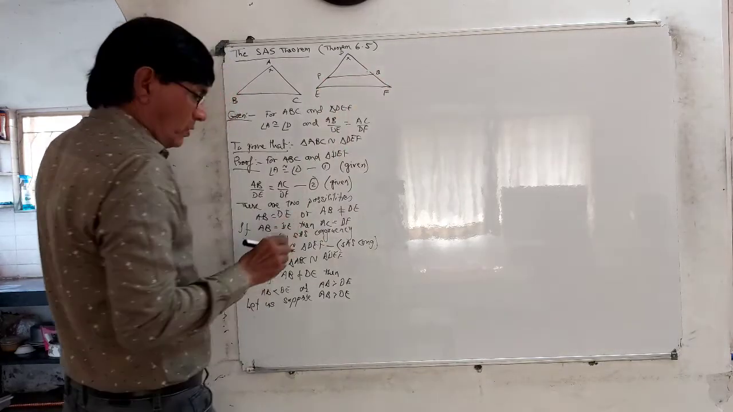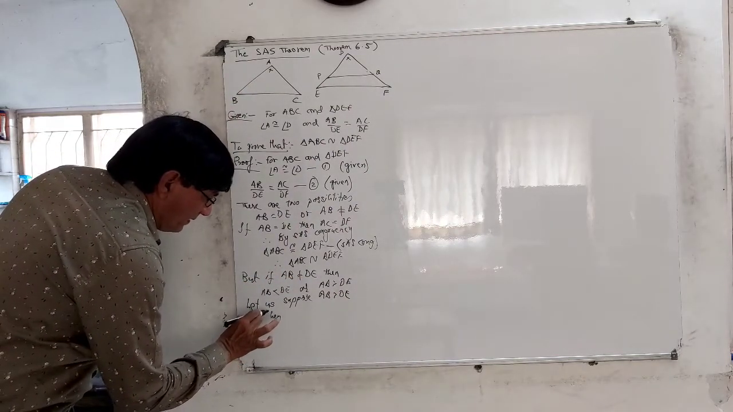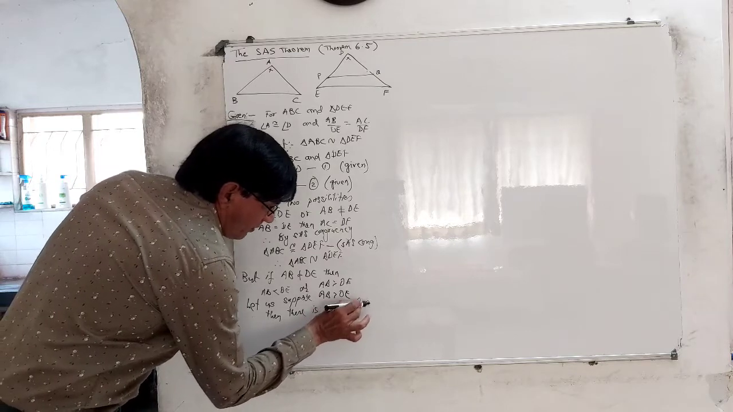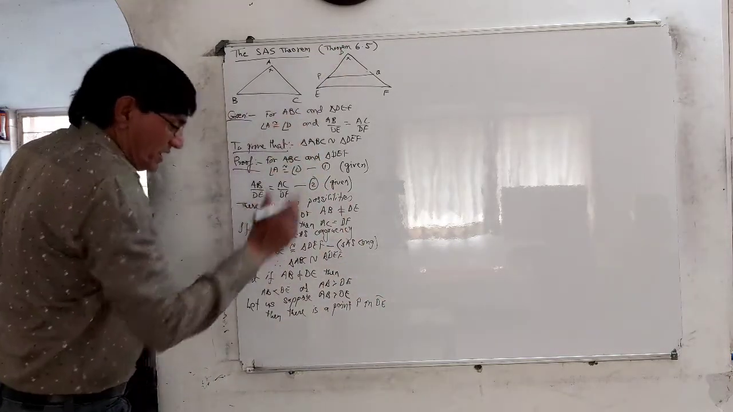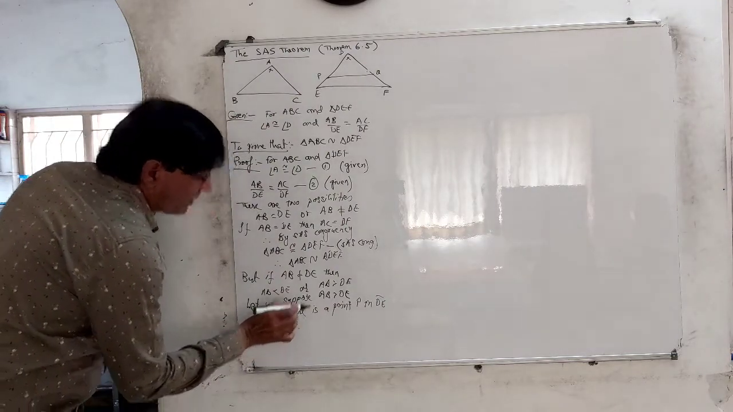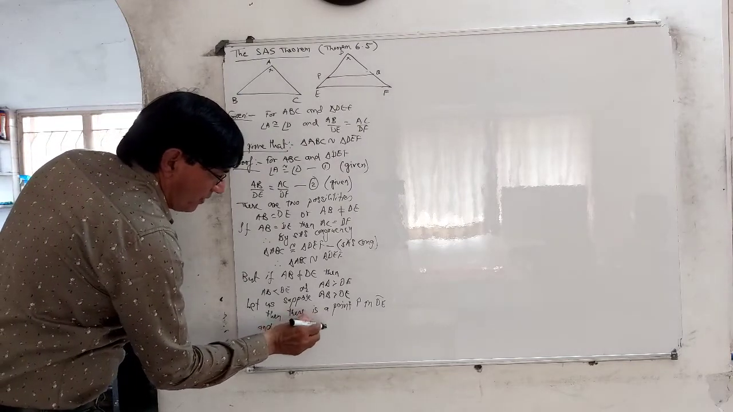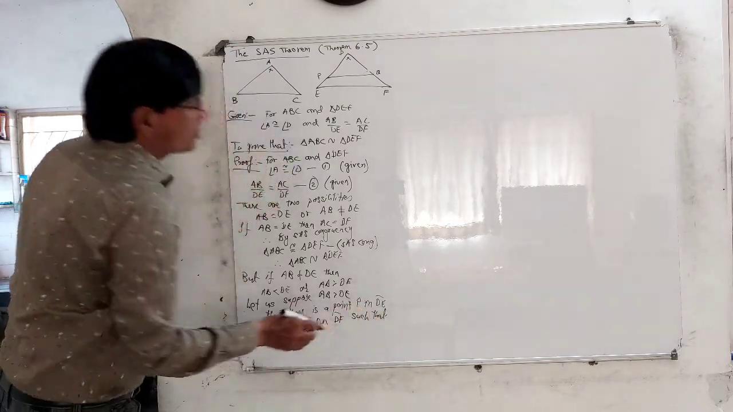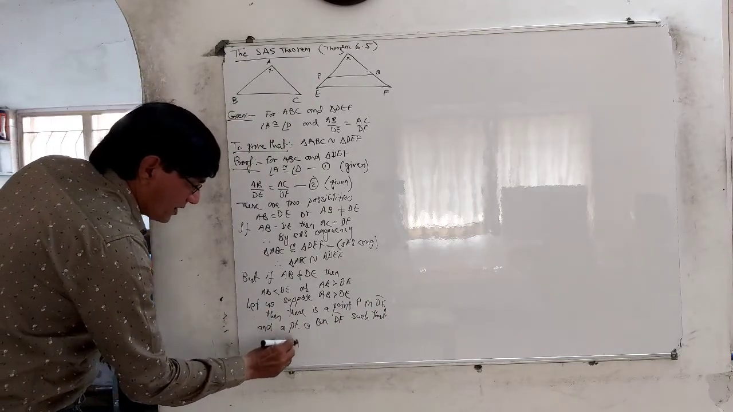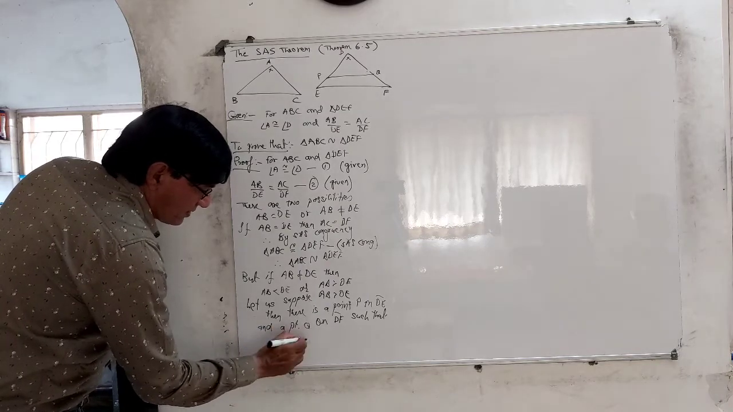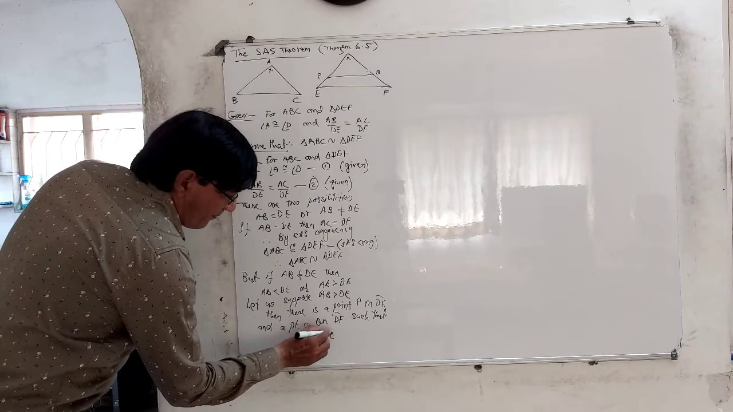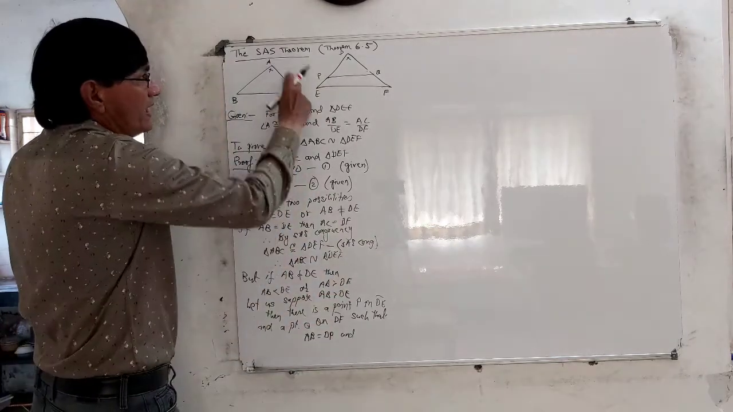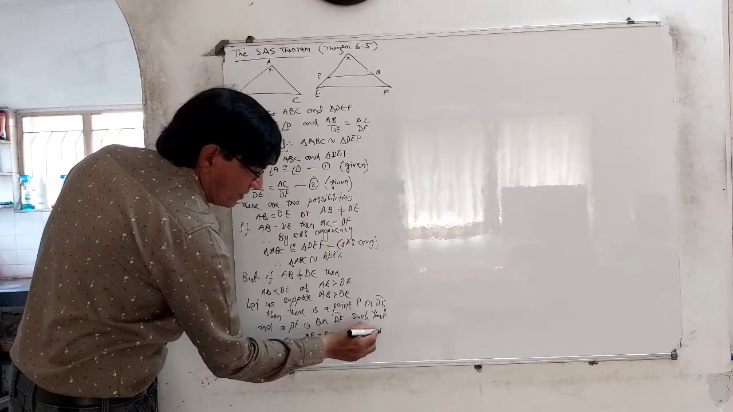This way, P and Q. If AB is greater than DE, then there is a point P on DE and a point Q on DF such that AB is equal to DP and AC is equal to DQ.